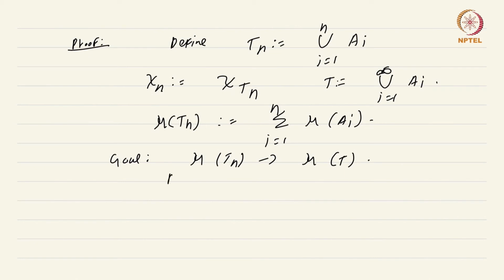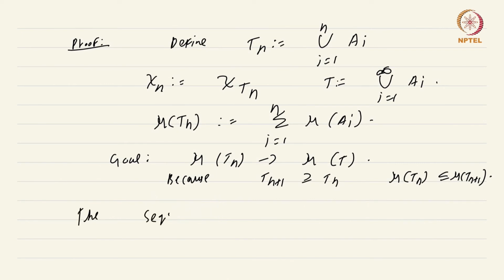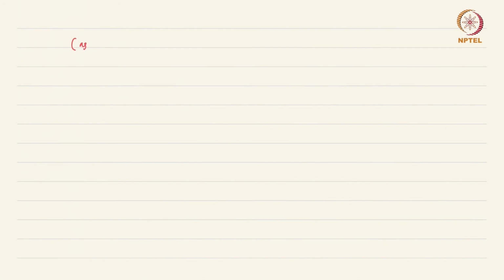Right. Now because Tn plus 1 contains Tn, we get mu of Tn is less than or equal to mu of Tn plus 1. This is just by the monotonicity property of the Lebesgue integral, which we have already mentioned. So the sequence mu of Tn is a monotone increasing sequence. Okay. Now again we'll have to split up into two cases. Case 1: mu of T is infinite.